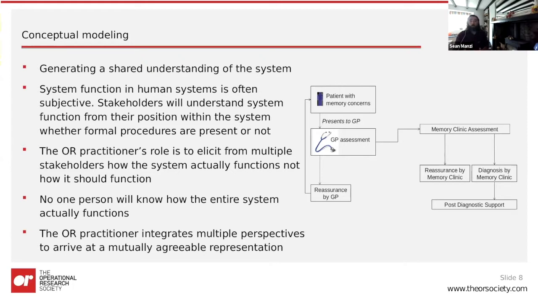And that's where the formal procedures are present or not, because systems don't normally function by formal procedures, especially human systems. So the role of the OR practitioner is to elicit what the actual function of the system is and not how it should function. How it should function is what you get onto at the end. No one person is going to know how the entire system actually functions. If you're ever process mapping with just one person, you're probably getting a skewed view of the system. And it's the role of the OR practitioner to integrate all these different perspectives and to work with stakeholders to arrive at a mutually agreeable representation of the system.